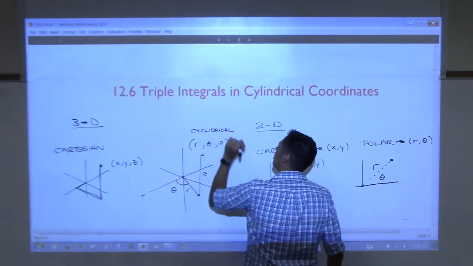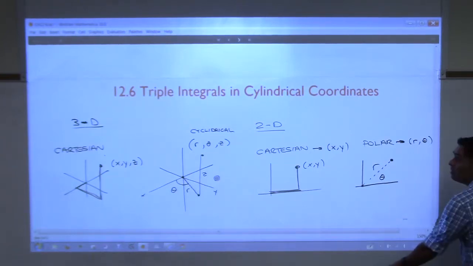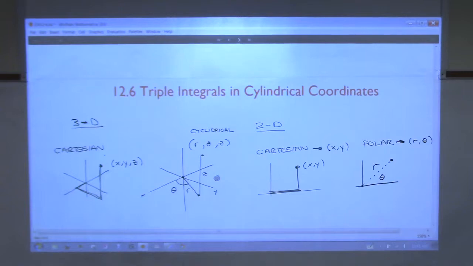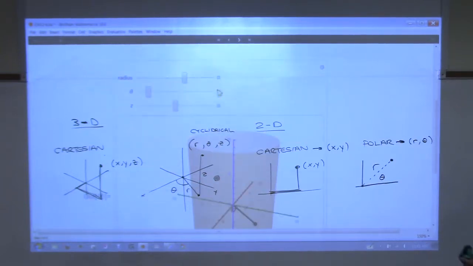Now the question I think becomes, why do they call it cylindrical? Why did they call it cylindrical? So I have an animation that will help you see why they call it cylindrical coordinates. Do you understand the setup though? Okay. So that's why we say it's a 3D version of polar coordinates.